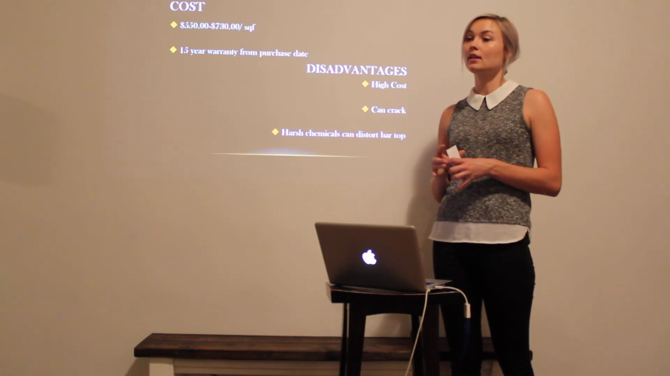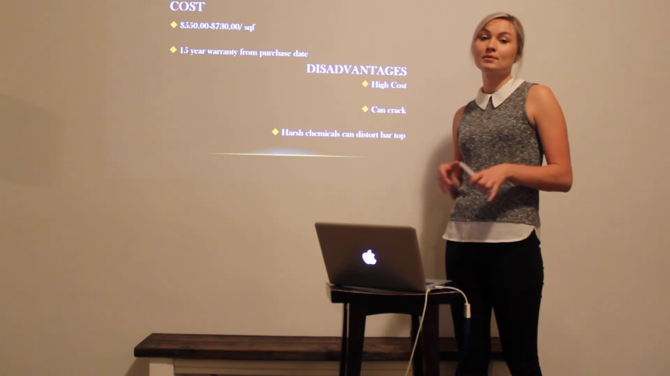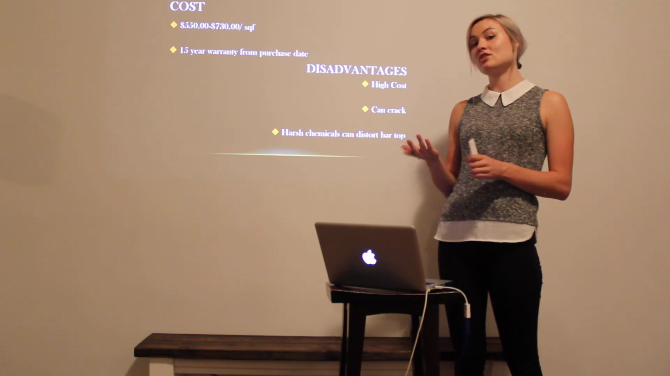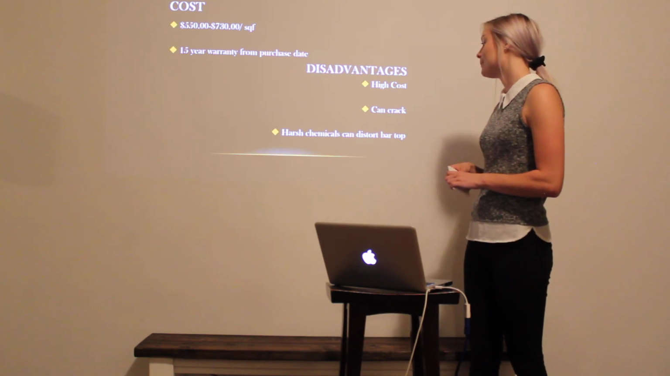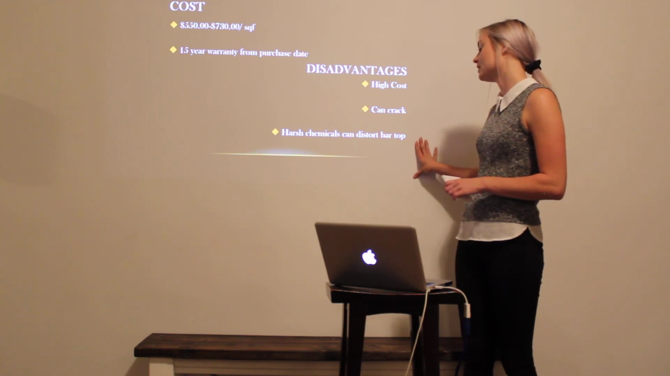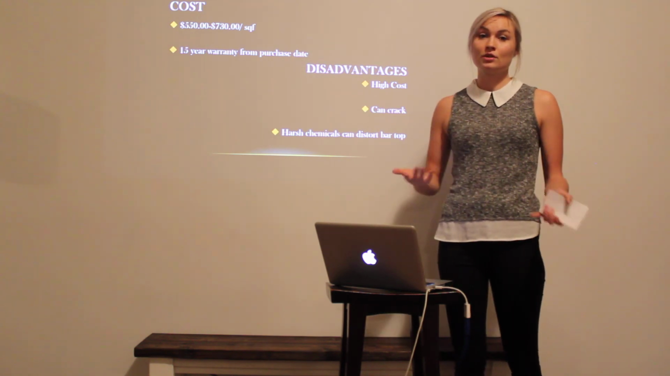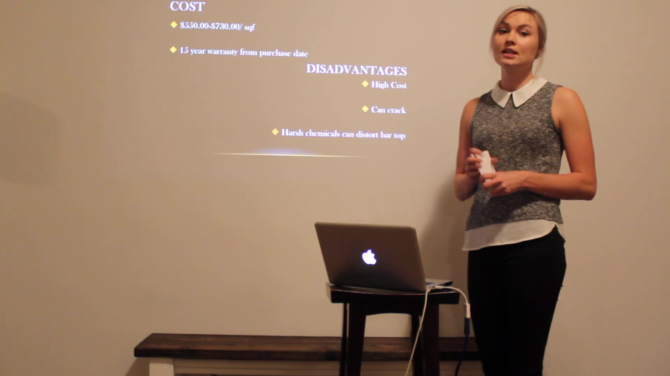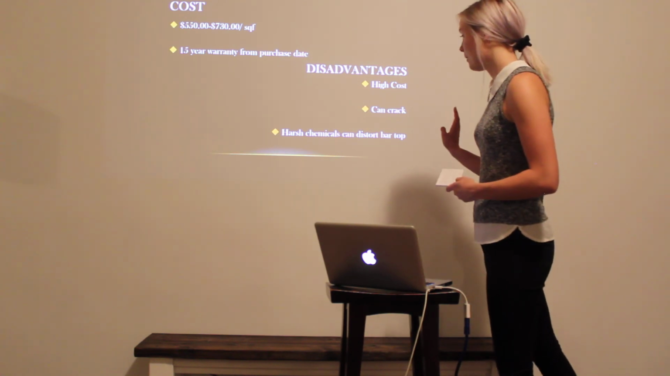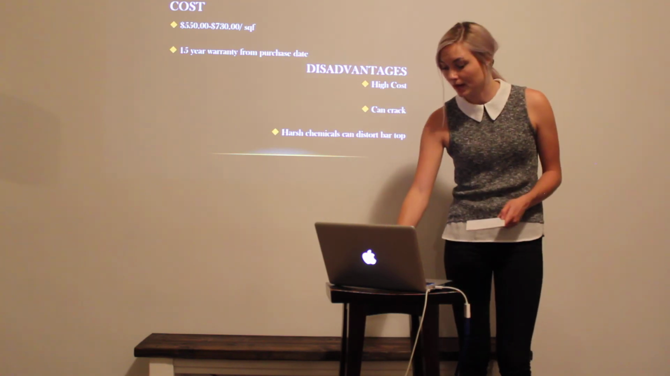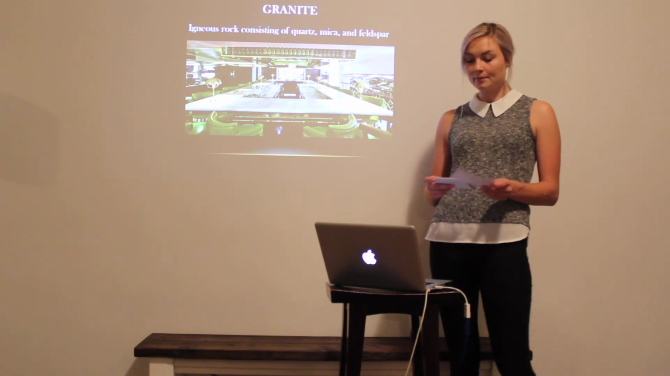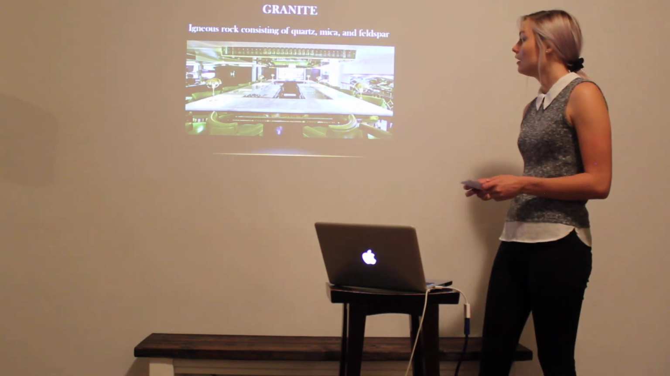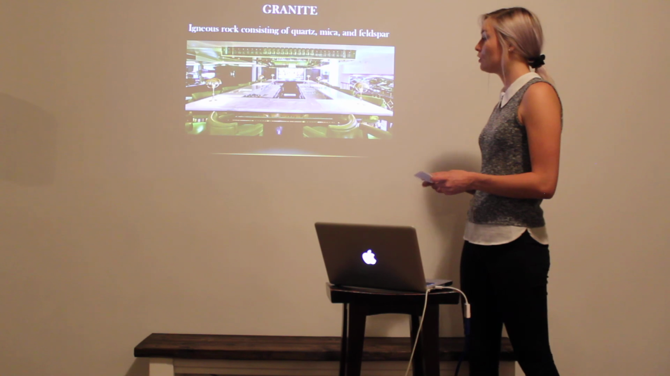but luckily when people come to fix it, they can make it pretty much seamless, so you can't even tell. And harsh chemicals can distort bar tops. I know this is important because in restaurants we're using a lot of chemicals that can really clear out bacteria, and sometimes that can distort coloring, so we want to make sure we keep that in mind with our choice here. The next option we're going through is granite.